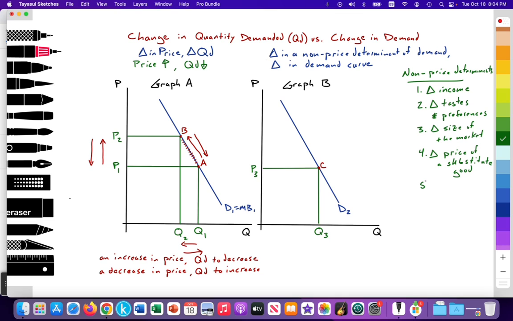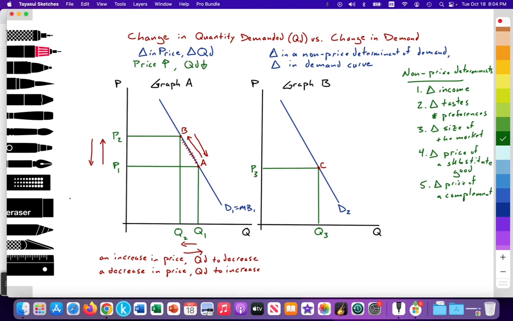Or it could be a result of a change in a complementary good. And I have other videos that go over that. Perhaps I'll have little links up in the corner here provided so you can check the videos regarding substitutes and complements. Price of a complementary good.